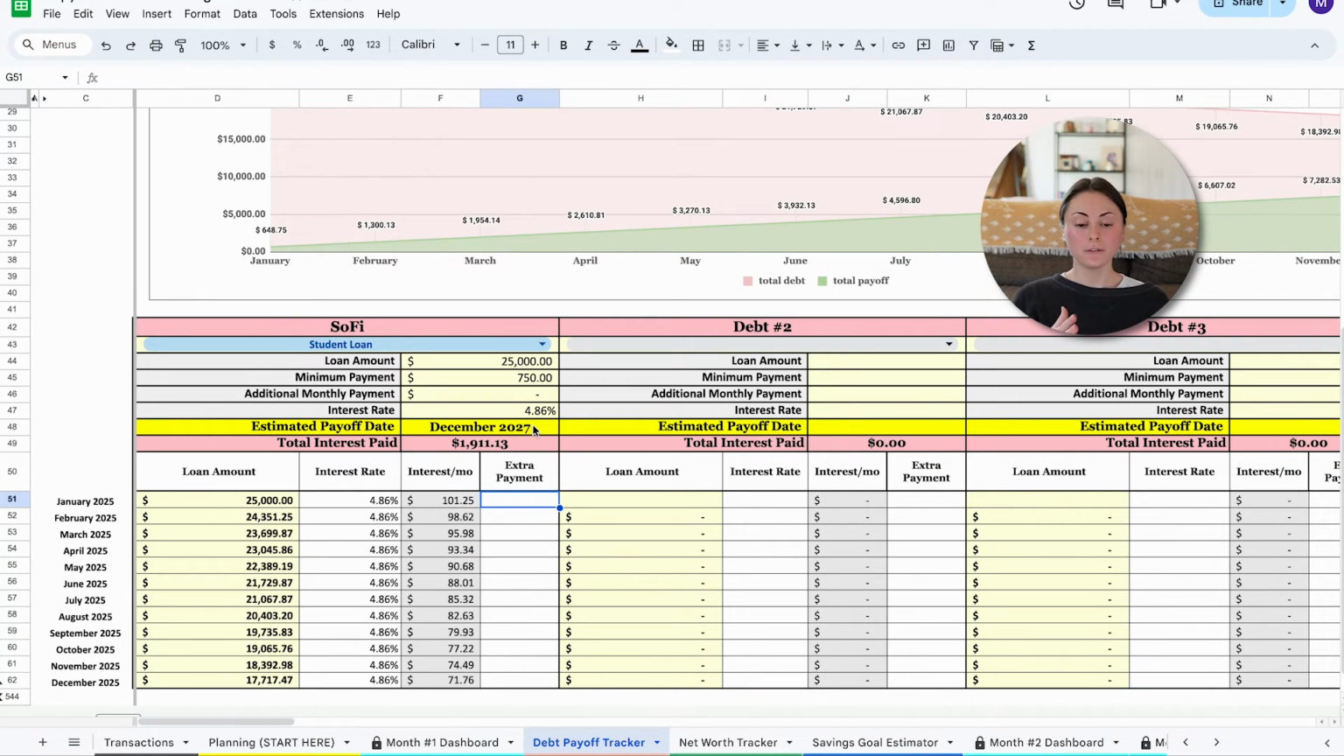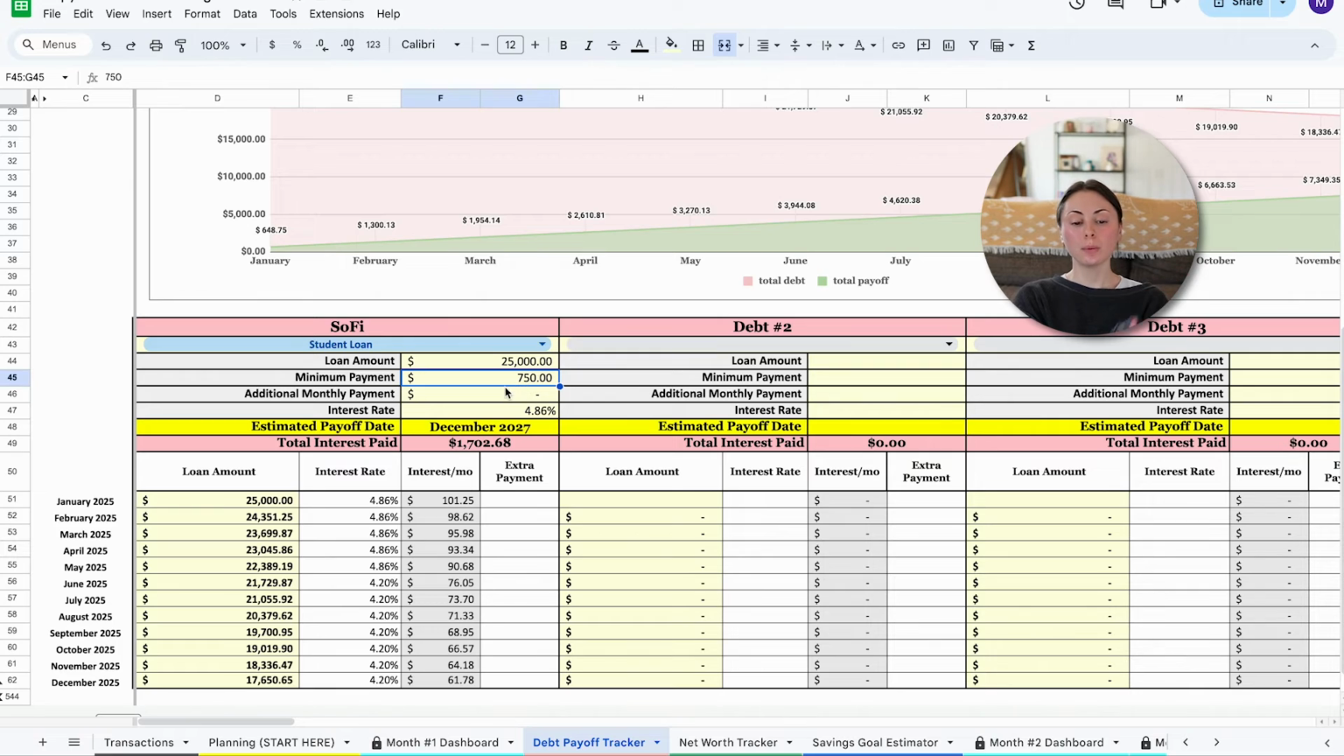And another note, if you refinance your student loan, for example, don't update the interest rate on here. You can actually just update it on the specific month. So let's say in June 2025, I refinance this down to 4.2. It will change all of the future months to 4.2, and it won't affect the previous months. So those previous months will still be accurate. It'll just change what you have moving forward.